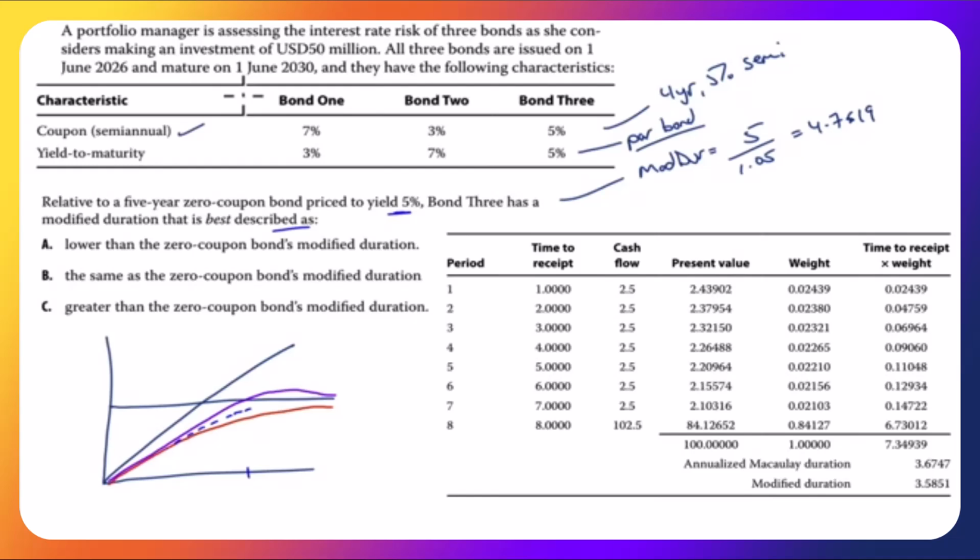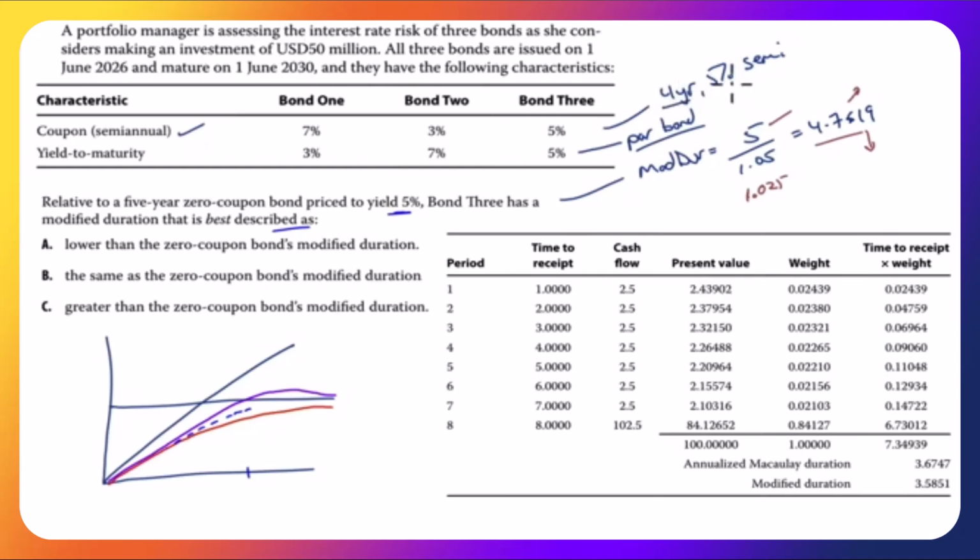Are we going to compare it to a 5-year zero coupon bond with an annual yield of 5% or a semi-annual yield of 5%? It's not clear. Let's just assume it's annual. We'll give it the worst possible case for the comparison, which is making it annual. 5 divided by 1.05, there's its modified duration. If we assume semi-annual, it would be divided by 1.025, and it would be higher. So let's make this the lowest it possibly can be as far as a comparison is concerned.